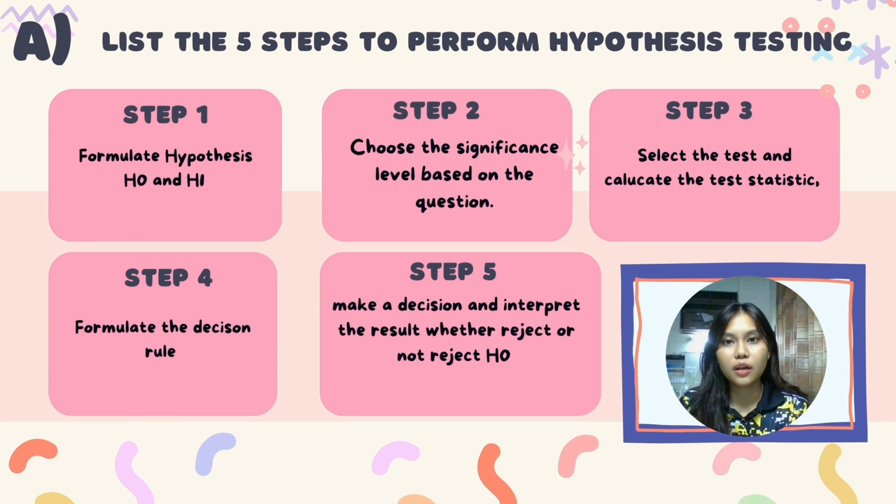For question 2a, list the 5 steps to perform hypothesis testing. Step 1, formulate the hypotheses, H0 and H1. Step 2, choose the significance level based on the question. Step 3, select the test and calculate the test statistic. Step 4, formulate the decision rule. And step 5, make a decision and interpret the result, whether to reject or not reject H0.